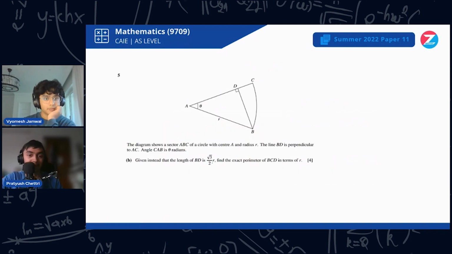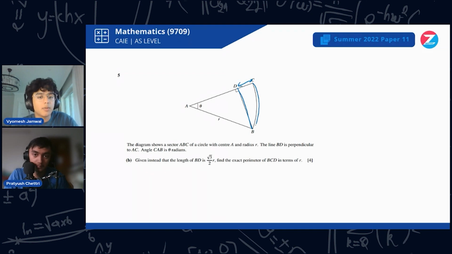Given this information, we need to find now the perimeter. How do we do this? Sure. So it's talking about the exact perimeter of BCD. For that, it's just going to be BD plus DC plus the arc length of CB. To find DB, it's going to be pretty much straightforward. Oh wait, it's already given, right? So we have already gotten BD, right?